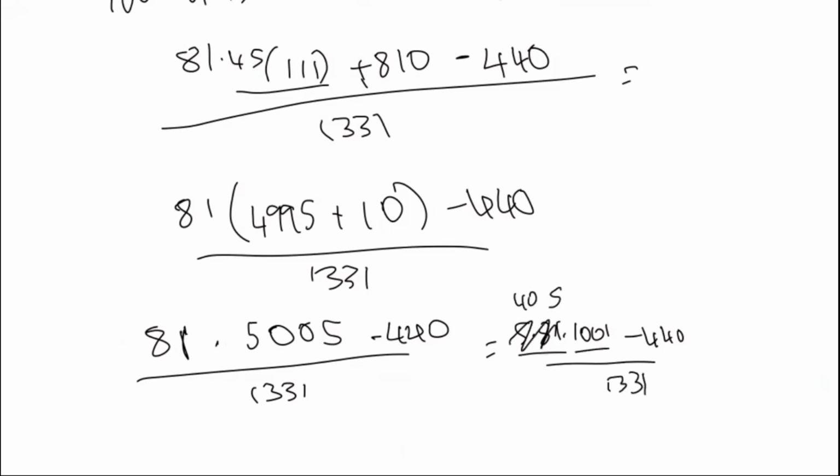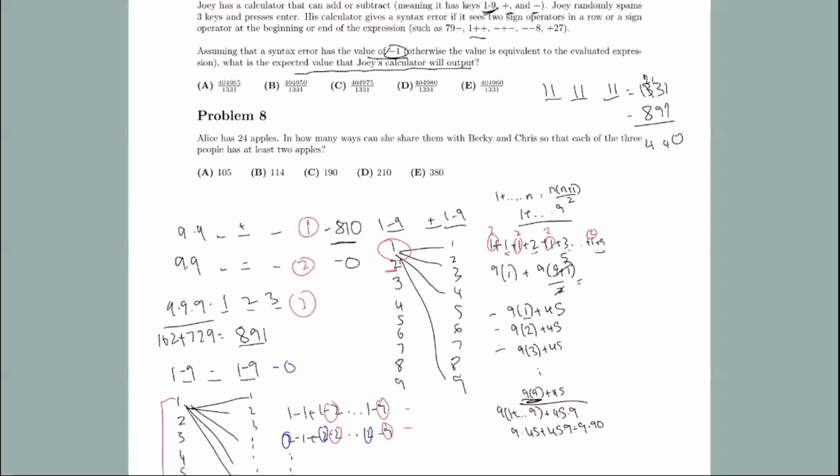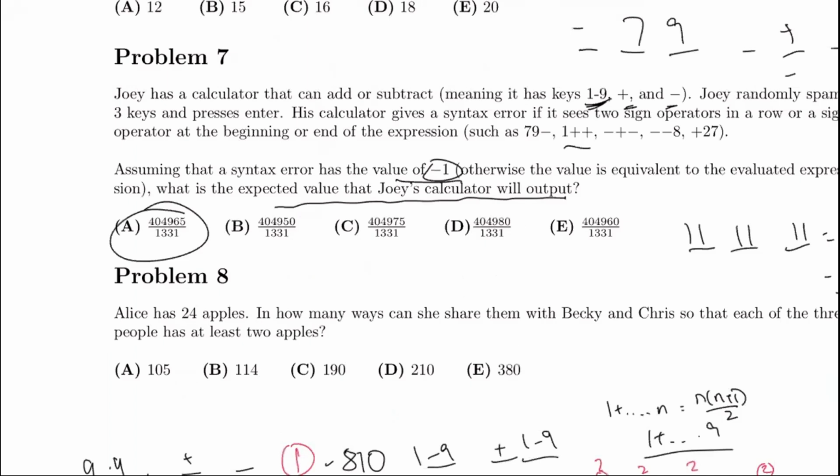And we can use our 1001 trick. So this is going to be 405 minus 440. So if we evaluate that, this is going to be 0, this is going to be 3, this is going to be 10, this is going to be 6, 9, so 404,960. Oh, I accidentally did this one wrong. So 404,965 divided by 1331. And that's our final answer. So 404,965 over 1331.